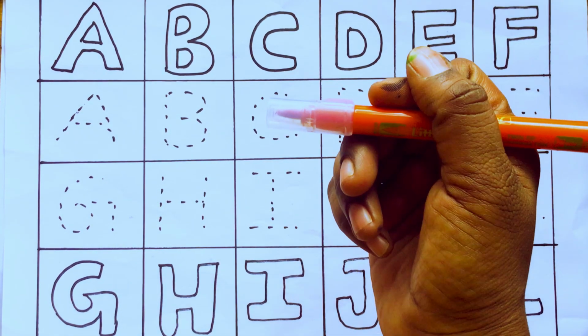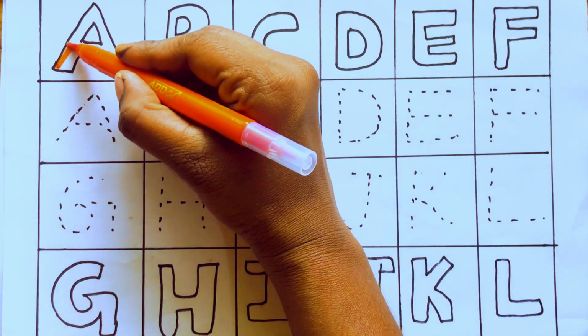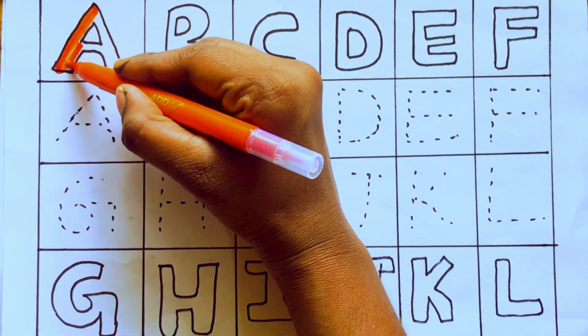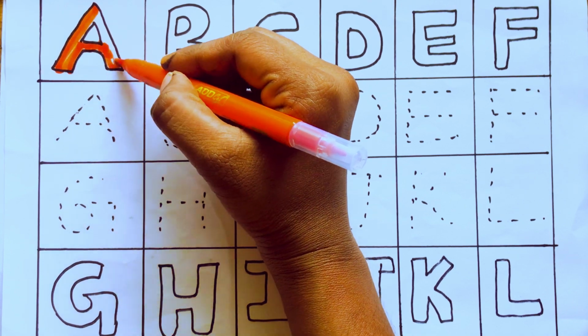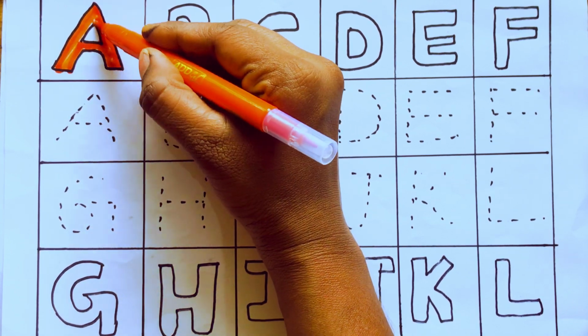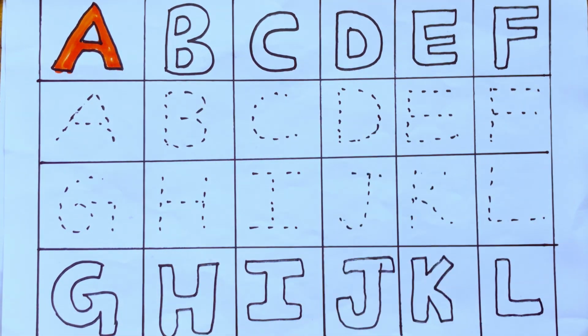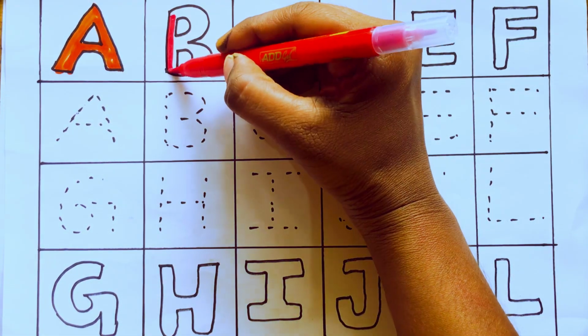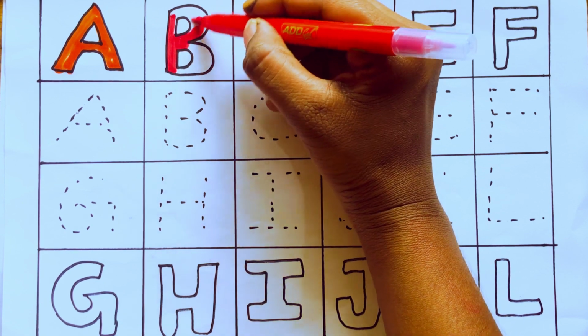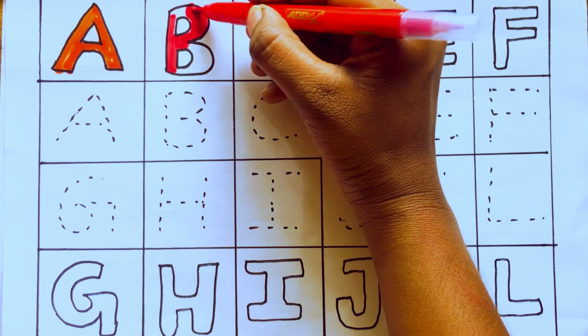Let's draw the alphabets. Orange color A. A for apple and A for aeroplane. Red color B. B for banana and B for ball.